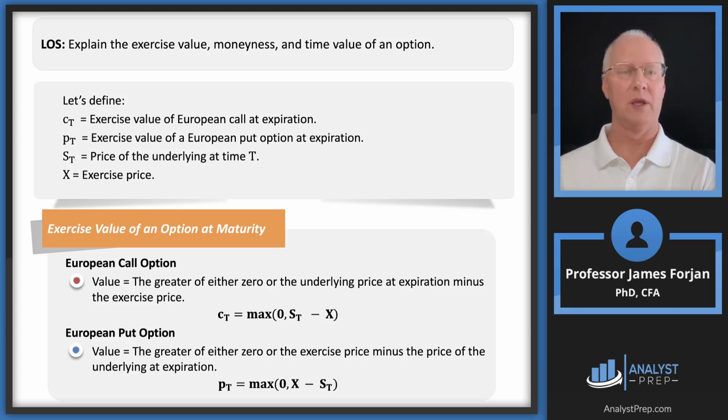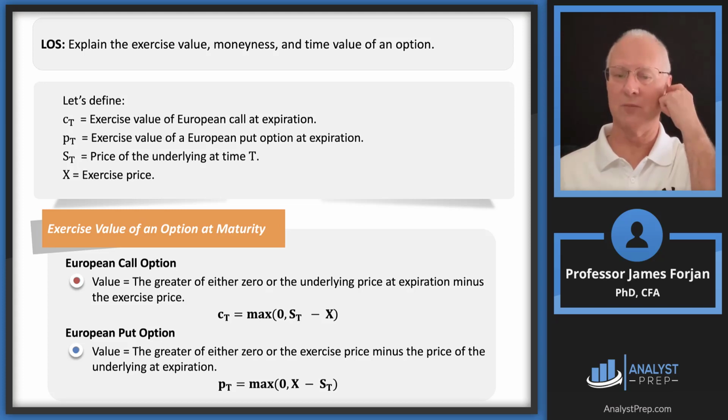If the exercise price is 100 and the underlying stock price is 120 on that date, you have the right to buy at 100 when you would have to spend 120 on the floor of the New York Stock Exchange. So the difference between those two prices, $20, is the exercise value of the option on the expiration date.